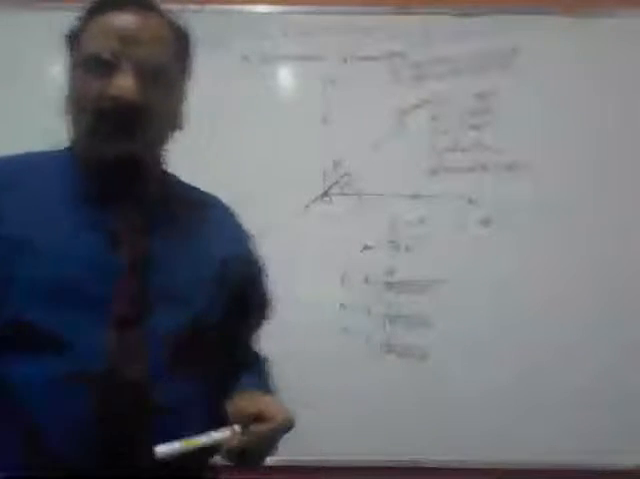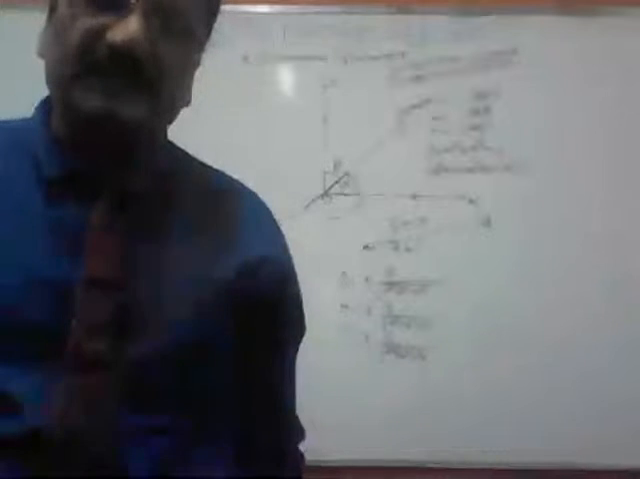Direction cosines of the x-axis, what happens? Y-axis, what happens? And z-axis, what happens?